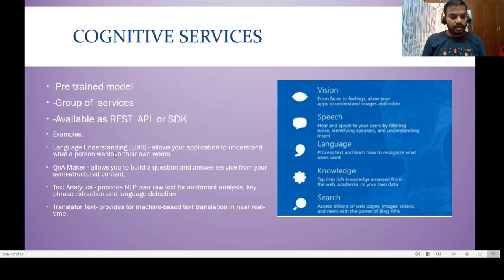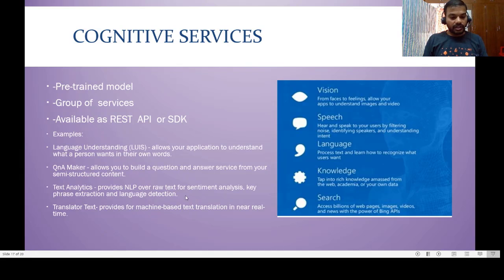And some of the examples are the LUIS service. It allows your application to understand what a person wants in their own words. You can get their text and pass it to a LUIS system, and it will give you what he is talking about, and you can take a decision on that. And the Q&A Maker, you can train your question and answer chatbots based on your FAQs and your past data. You can train the Q&A model and use it in your chatbots.